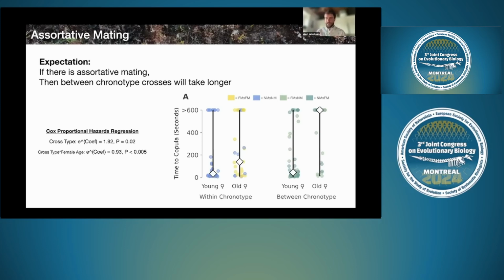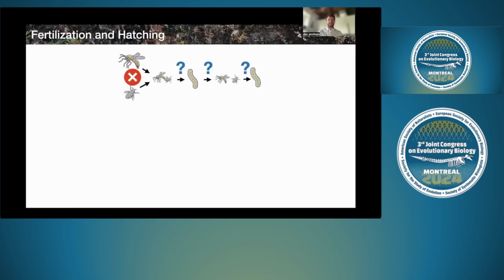You can see this in the graph here, where for the within chronotype crosses, there's not a huge difference in how long the cross would take between the young females and the old females. But for the between chronotype crosses, when the female was old, the cross would take significantly longer, or not even happen at all. So this is evidence that there is an additional barrier preventing males and females from different chronotypes from mating with each other.